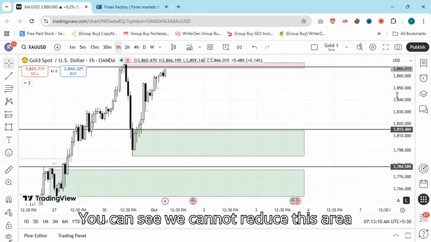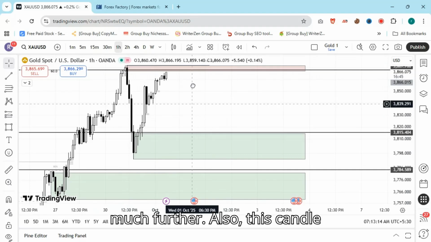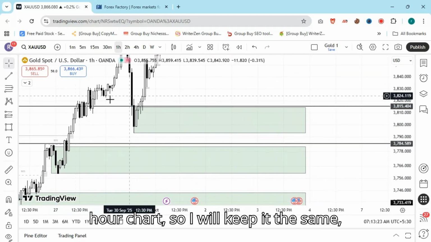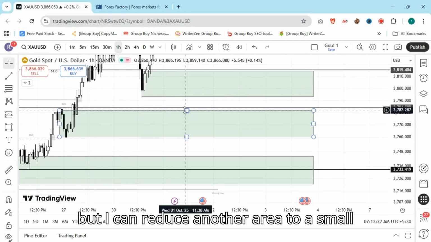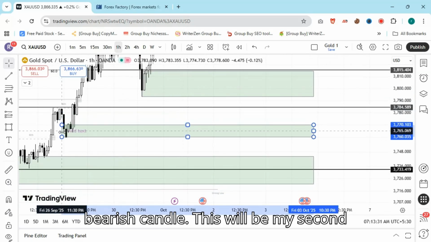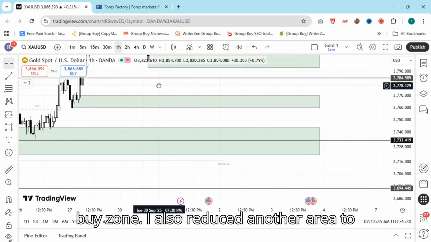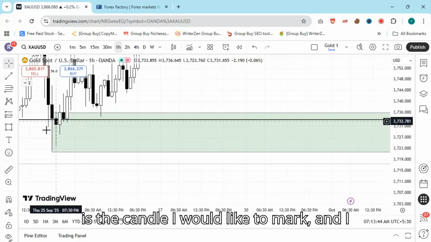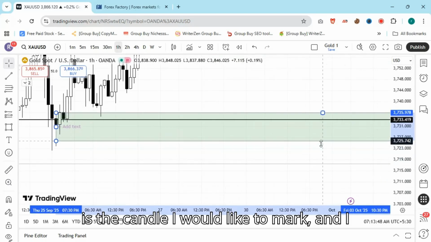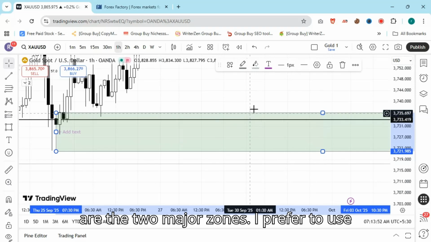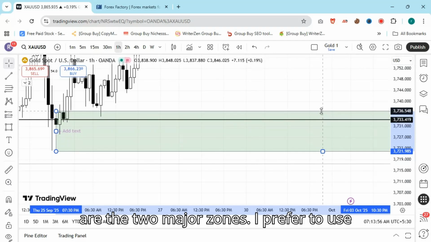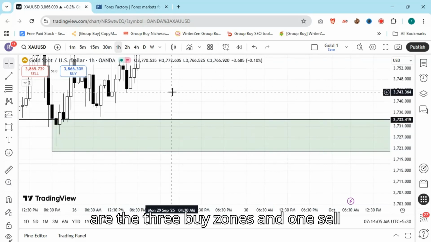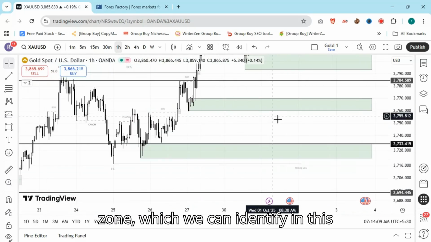You can see we cannot reduce this area much further. Also, this candle overlaps with the same area of the 1-hour chart, so I will keep it the same. But I can reduce another area to a small bearish candle. This will be my second buy zone. I also reduced another area to a small bearish candle. You can see this is the candle I would like to mark, and I would also like to use this wick. These are the two major zones. I prefer to use this wick instead of the candle. So these are the 3 buy zones and 1 sell zone, which we can identify in this market.